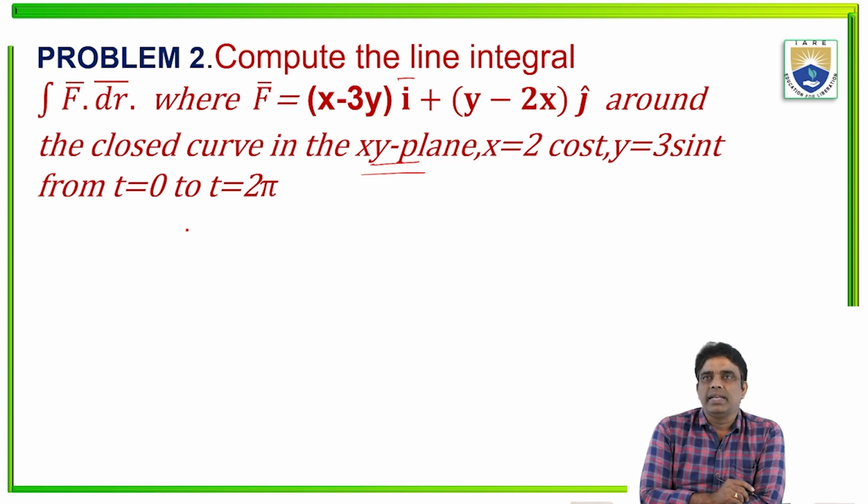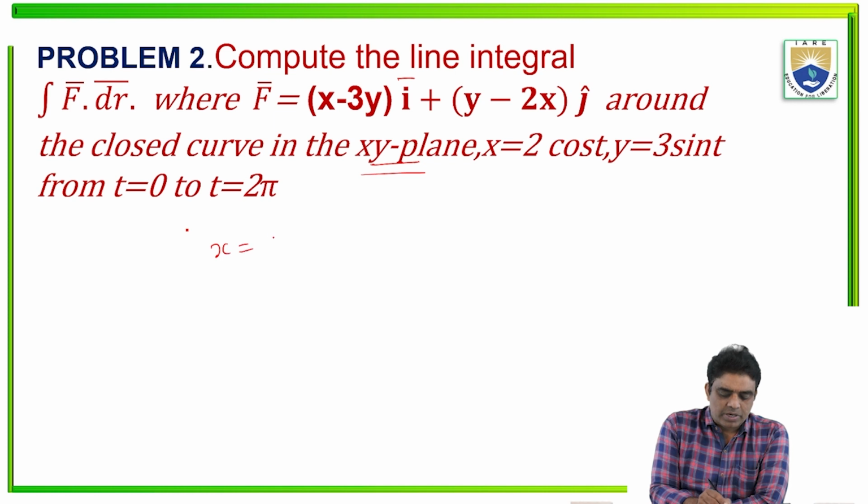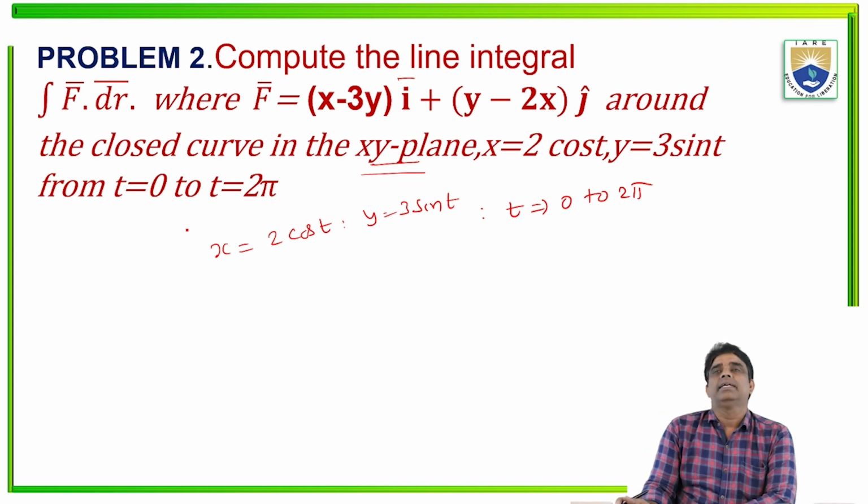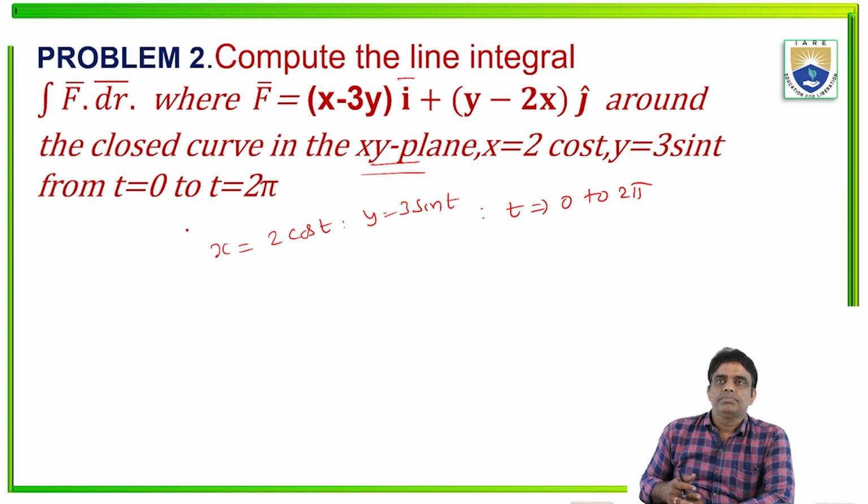But x is given in the parametric form. Given that x is equal to 2 cos t and y is equal to 3 sin t, and here the t limit is also given, that is 0 to 2 pi. So this is the information given. The curve is a parametric curve: x is equal to 2 cos t and y is equal to 3 sin t.